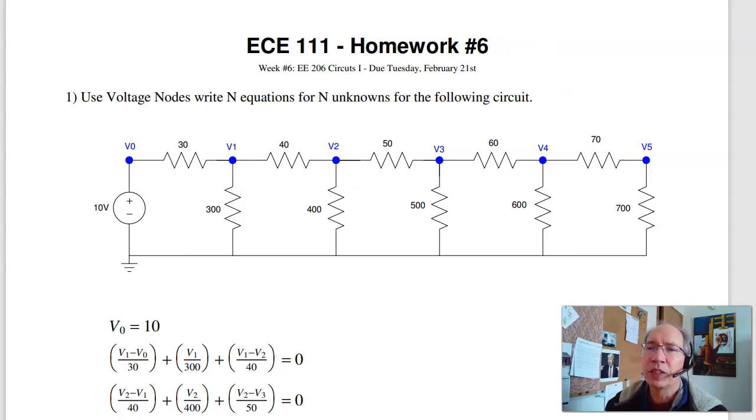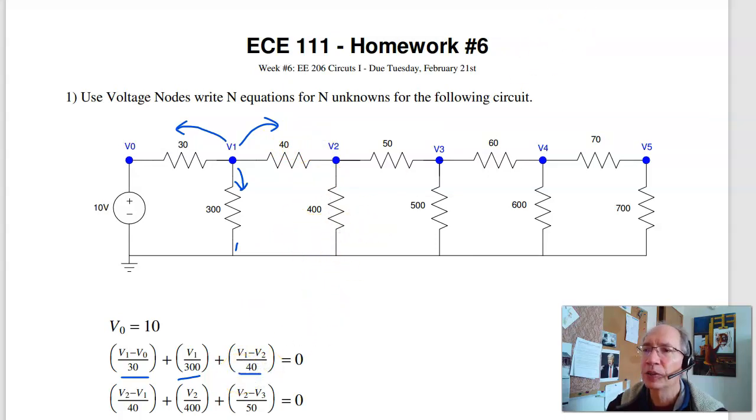With voltage nodes, the idea is to use conservation of current. With conservation of current, if I pick a node like node 1, then the current from the node has to add to 0, so the current left plus the current down plus the current right has to add to 0. So my equations would be first, with the voltage source, the equation is that V0 equals 10. My next equation, V1, is the current left, V1 minus V0 over 30, plus V1 over 300, plus V1 minus V2 over 40, that's everyone, equals 0.